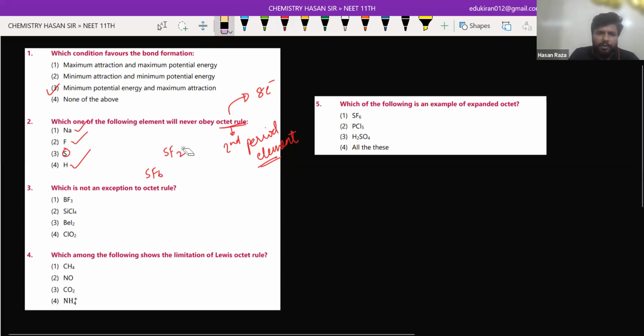So basically sulfur, a third period element, generally does not follow this octet rule because it has vacant d orbitals, so it can maximize its covalency. So the answer will be third. If you are not able to do this, just let me know.